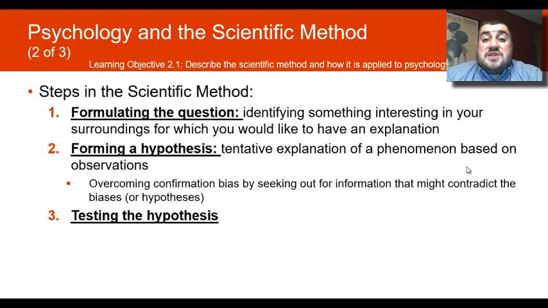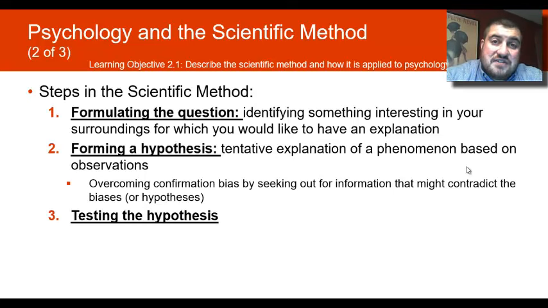So first, before we even come up with a hypothesis, we have to formulate our research question. We have to identify something in our surroundings for which we would like to have an explanation. Then we come up with a theory, which can turn into a hypothesis, a tentative explanation of a phenomenon that is based on those observations. And it's key to overcome confirmation bias by seeking out information that might contradict your hypotheses.